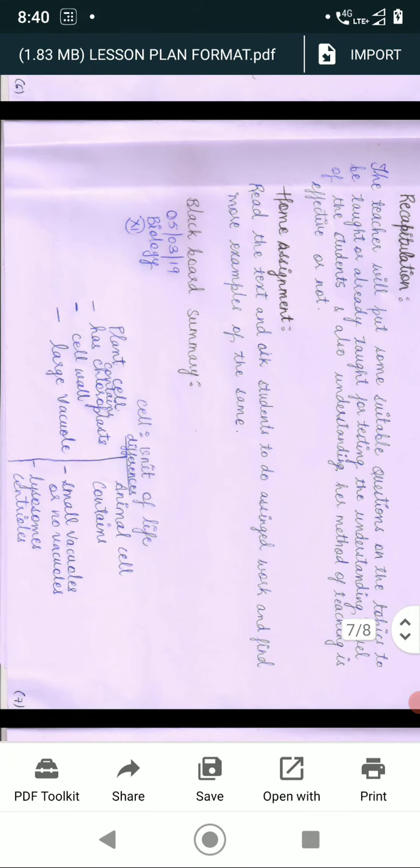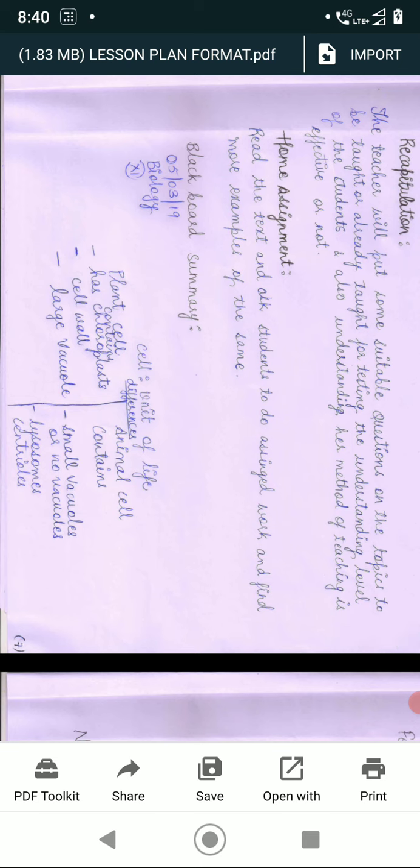Now if we come to the recapitulation part, recapitulate means we have to revise whatever we had done in the class. So the teacher will put some suitable questions on the topics to be taught or already taught for testing the understanding level of the students and also understanding whether her method of teaching is effective or not. Then we have to give some home assignment like read the text and ask the students to do assigned work and find more examples of the same.